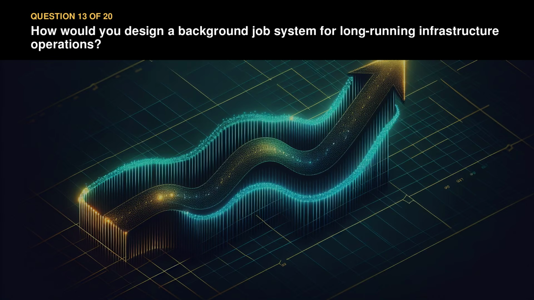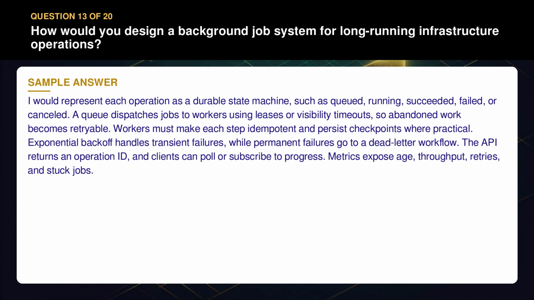Question 13. How would you design a background job system for long-running infrastructure operations? I would represent each operation as a durable state machine, such as queued, running, succeeded, failed, or cancelled. A queue dispatches jobs to workers using leases or visibility timeouts, so abandoned work becomes retriable. Workers must make each step idempotent and persist checkpoints where practical. Exponential backoff handles transient failures, while permanent failures go to a dead letter workflow.